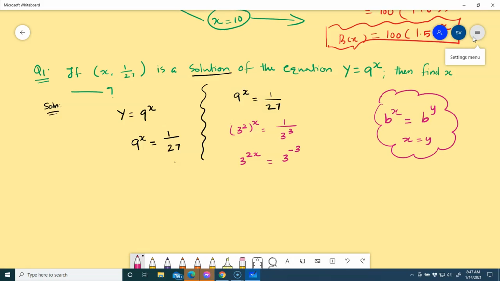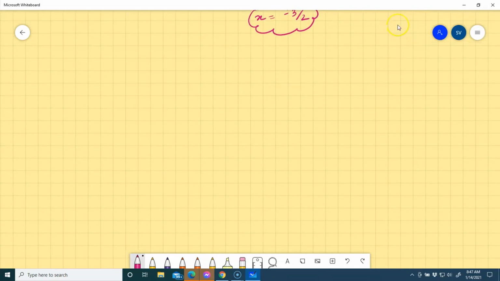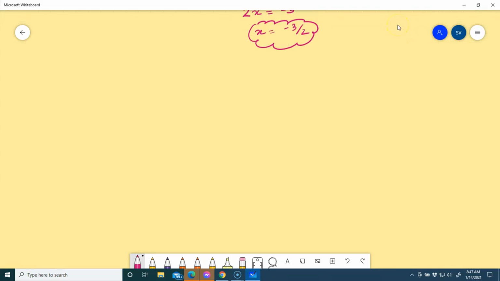Okay, 3 raised to 2x is equal to 3 to the power negative 3. So we can conclude that 2x is equal to negative 3. So x is equal to negative 3 by 2. So this is the solution of this particular problem. So you can find the solution of these kinds of problems using the same strategy, by making the same base for that function. Okay, I need more space to give you more examples, because I'm trying to cover most of the areas that you can expect in a particular examination.